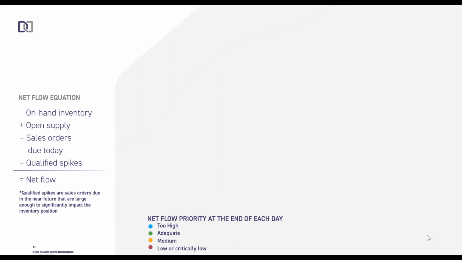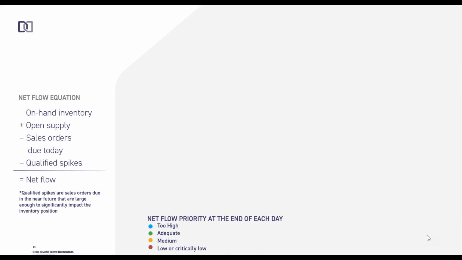So the way that we place these orders, when we know we need to place a new supply order, we do that based off of what we call this net flow equation and where that net flow lands in relation to those buffer zones. So the net flow is actually pretty simple math. It's just my current on-hand inventory today plus open supply on the way to me, minus any demand due today or in the past, and minus any qualified spikes to give us this net flow.